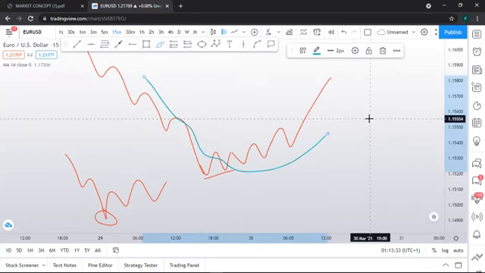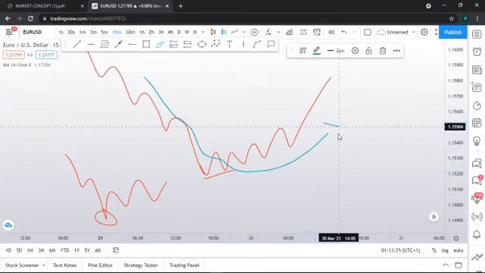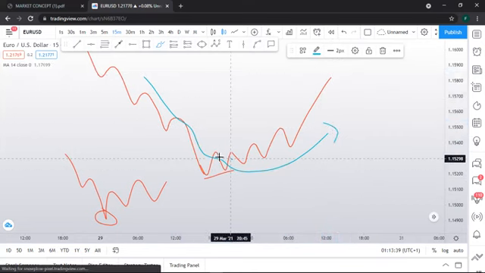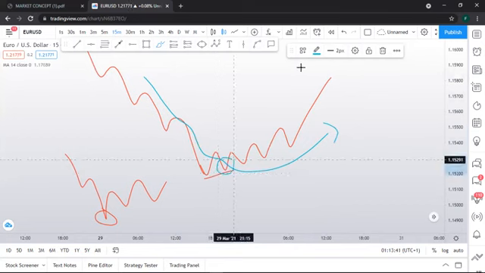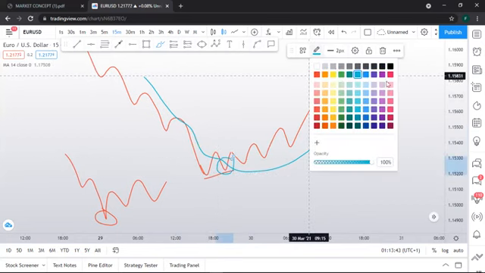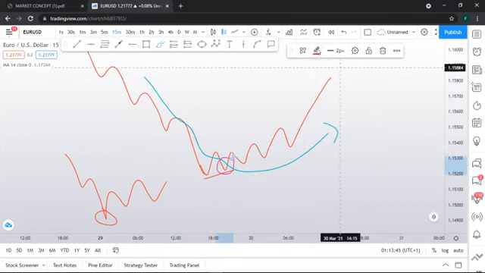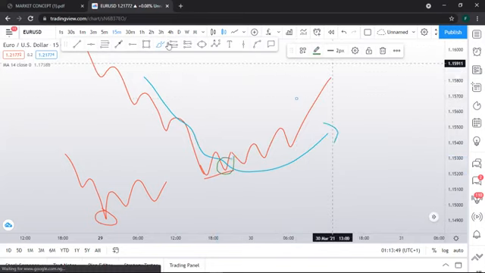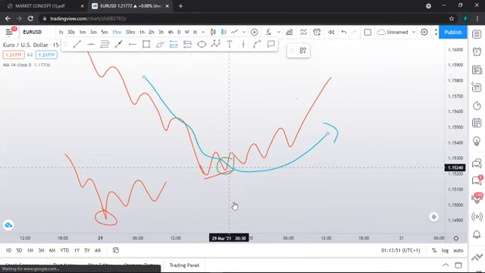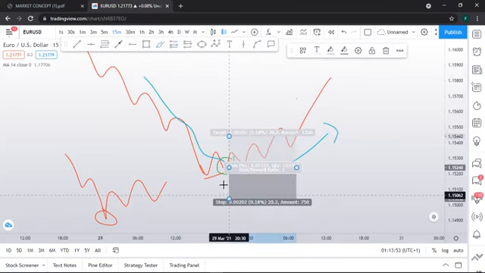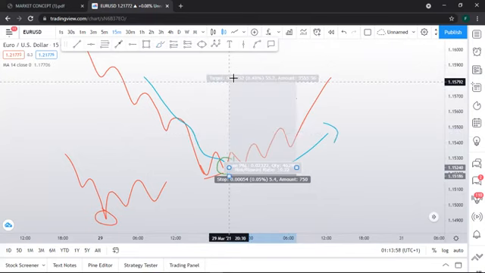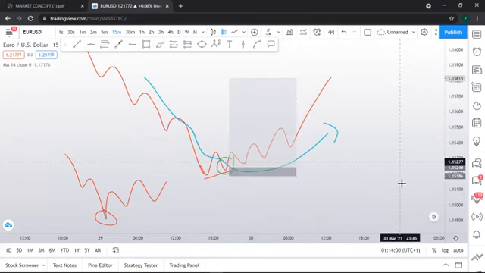So this is my MA and the red is my price action. At this junction where price crosses, at that junction is our entry. It's quite beautiful. It happens in all time frames. It happens every time. It happens every day. It happens with whatever pair you're looking at.